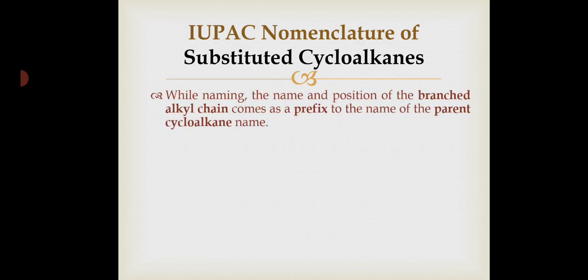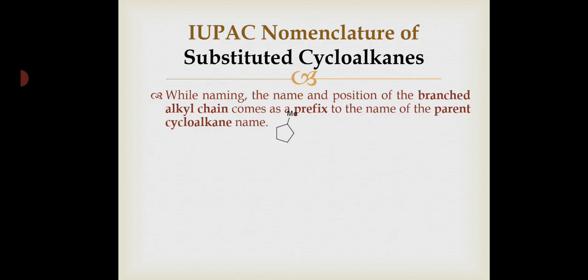If the ring is substituted, then the name of the substituent is written as the prefix. All these rules you will find similar to the IUPAC nomenclature of straight chain alkanes and branch chain alkanes. The rules are quite similar. There also we used to put the branch alkyl chain name in the prefix, and here also for cycloalkanes the same rule is applicable.